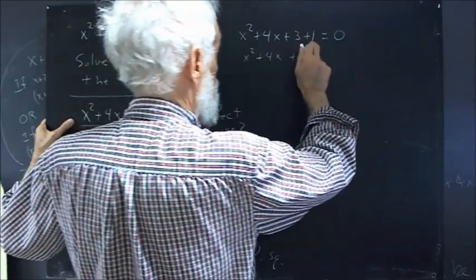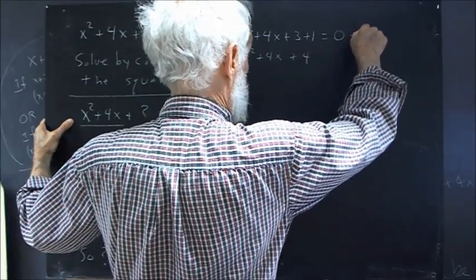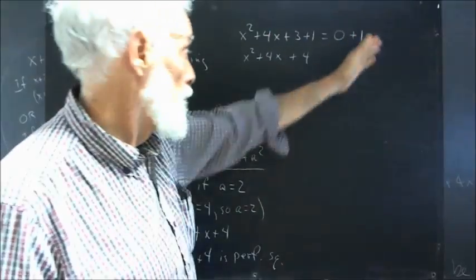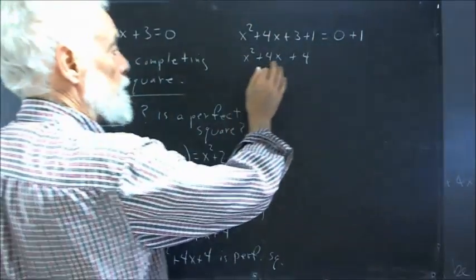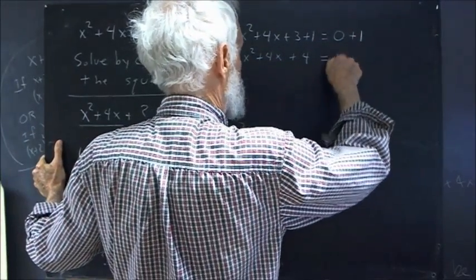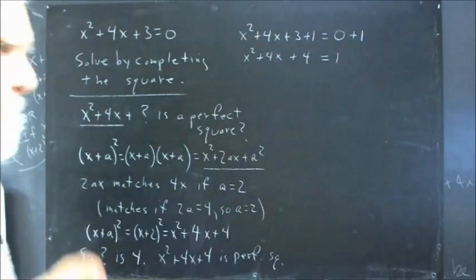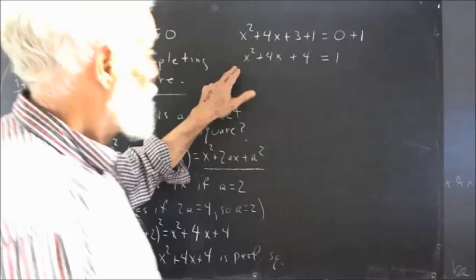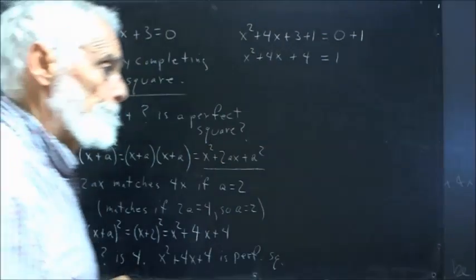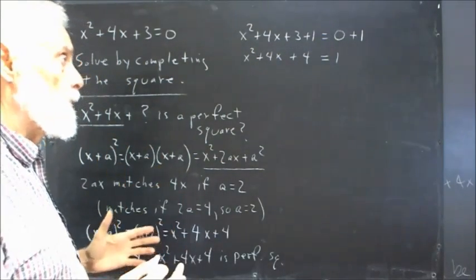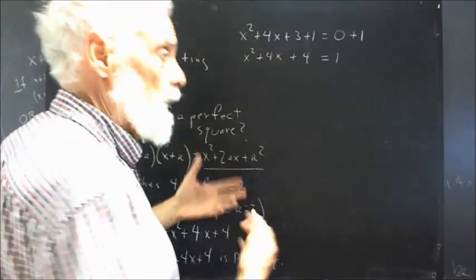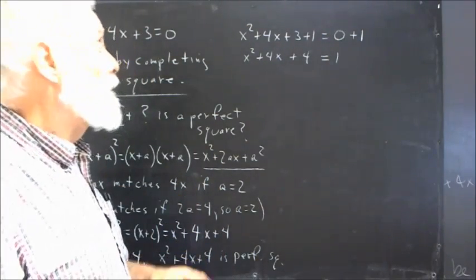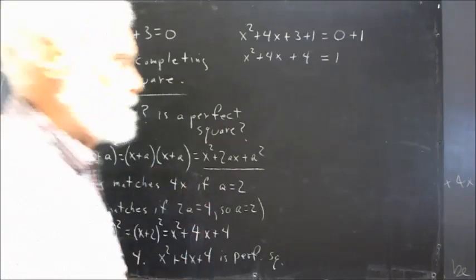But of course, if we add 1 to one side of the equation, in order to not change the meaning of the equation, we've got to add 1 to the other side, and we have x squared plus 4x plus 4 equals 1. Okay, where does that lead us? Well, think about it. What could you do with this equation? I hope you're taking notes, and I hope you're thinking, because if you aren't, not much is going to happen.